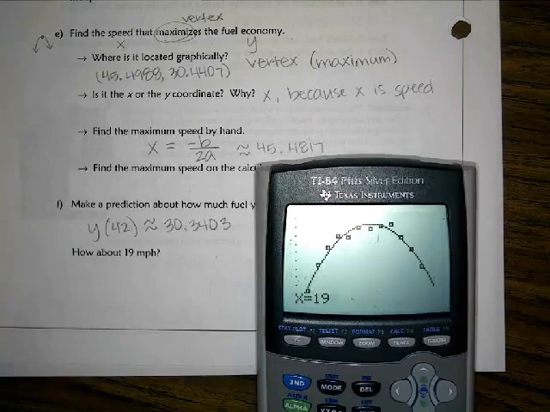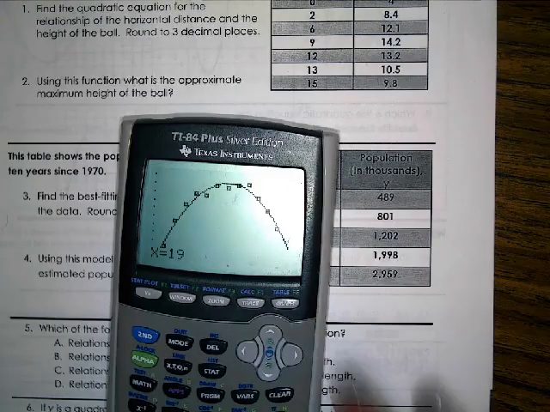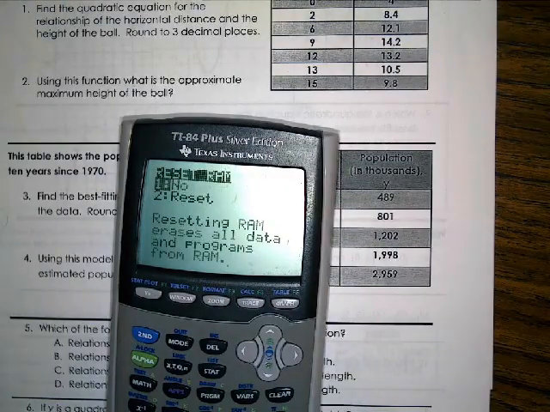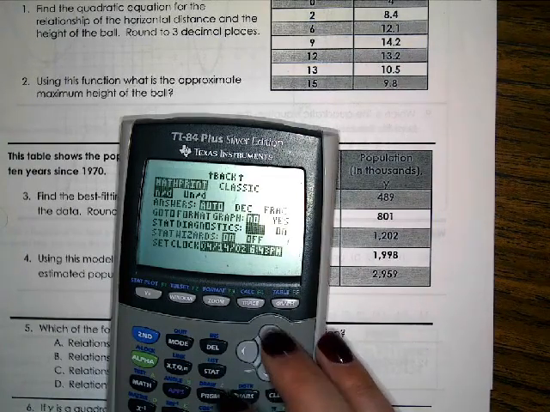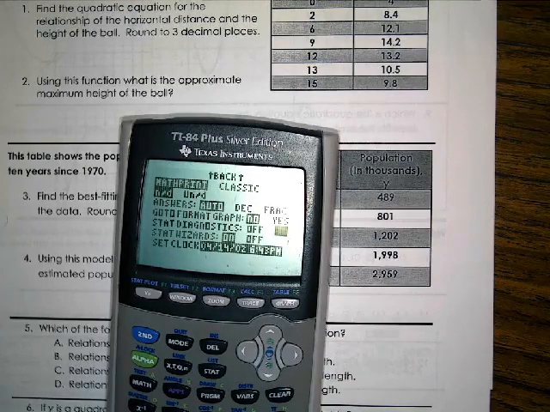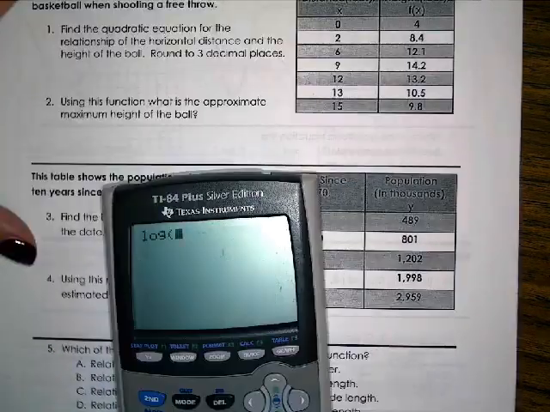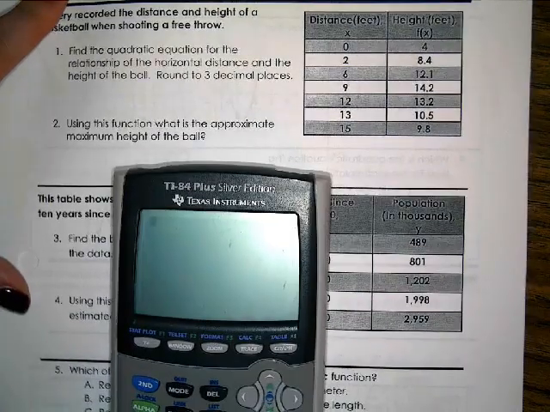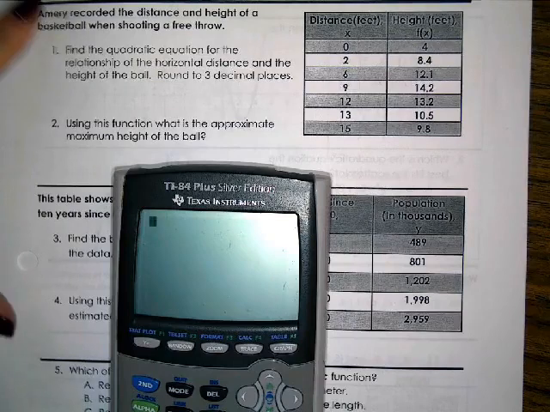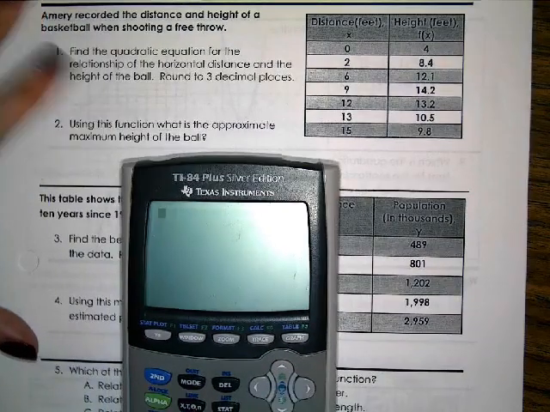And we go to stat diagnostics, we turn it on. Okay. We've got our table of data, so now what should we do? Hit the stat button. We're going to edit, start typing it in.